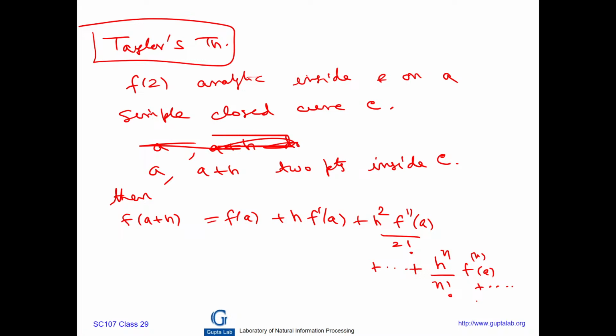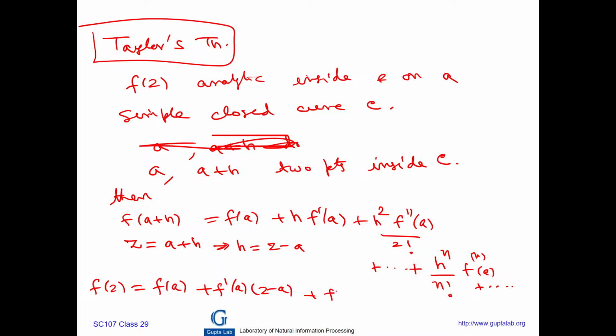If you write z is equal to A plus H, that means H is nothing but z minus A. The whole thing becomes f of z is equal to f of A plus f dash of A times (z minus A) plus f double dash of A divided by factorial 2 times (z minus A) whole square, and so on. So this is known as Taylor series, right?